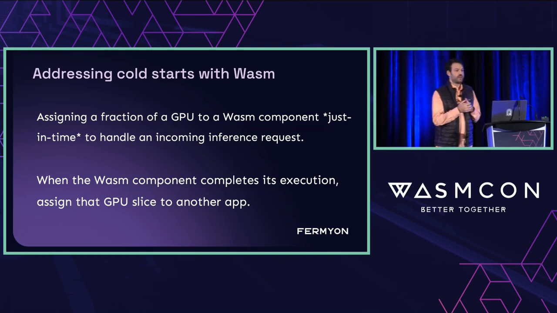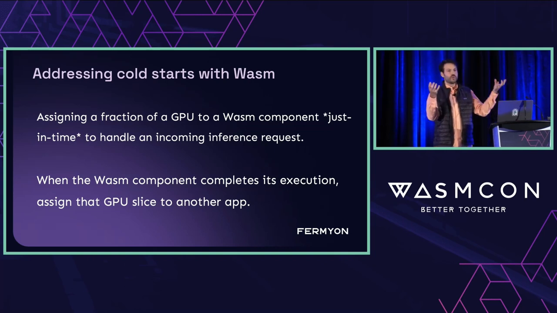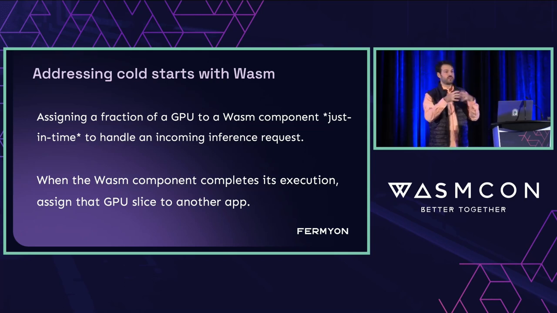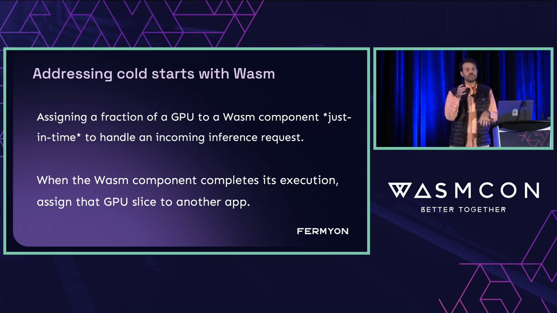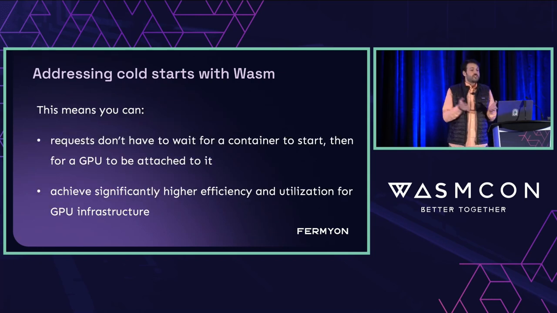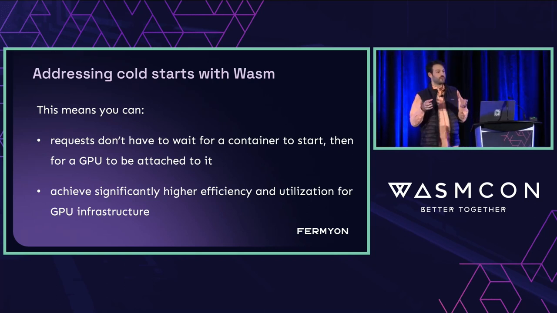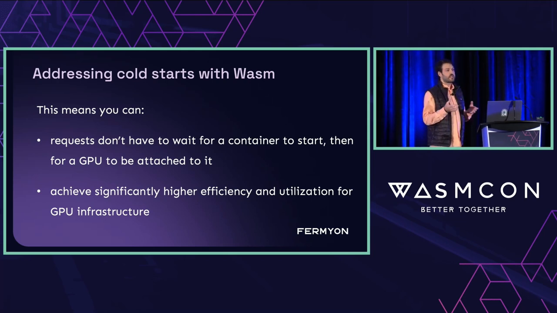And the other thing here is, instead of assigning a GPU to an always running container, which might have requests, might not, you can assign a fraction of a GPU to a WebAssembly component just in time to execute a request, execute that inferencing operation that can take a few seconds, shut down the WebAssembly component, and then assign that GPU, that fraction of a GPU, to a new component that you execute, again, just in time by fetching it from the network, just in time to execute your request. This means that your incoming requests don't have to wait for a container to start and then for a GPU to be attached to it, which means you can achieve a significantly higher efficiency and utilization for GPU infrastructure.